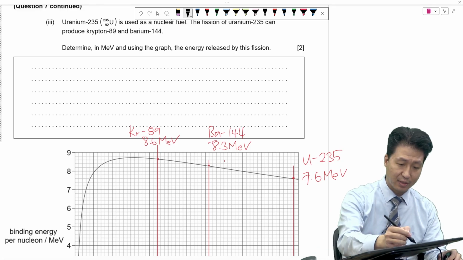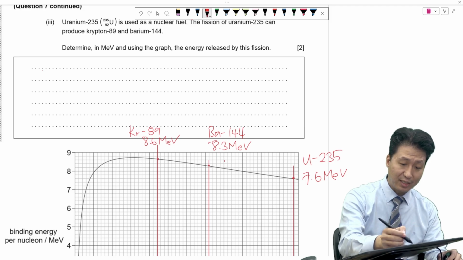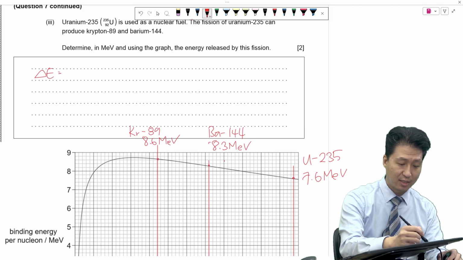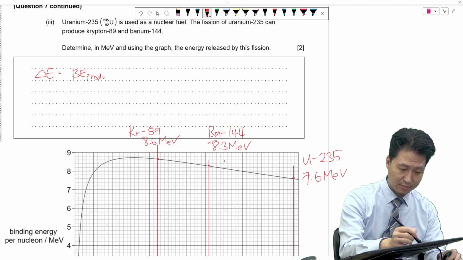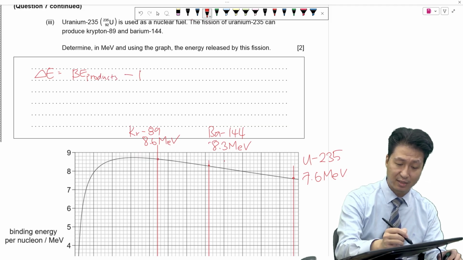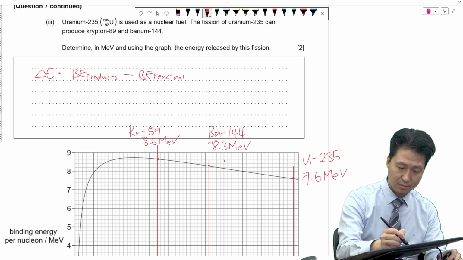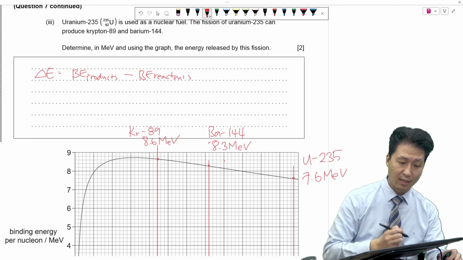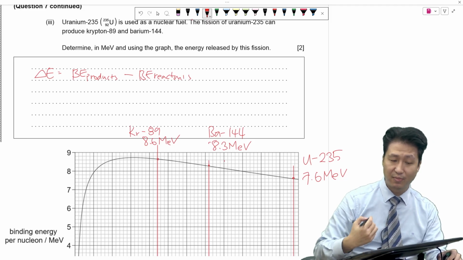First, the energy released is calculated by getting the total binding energies of the products minus the binding energies of the reactants. So what are the products? Products are krypton and barium.